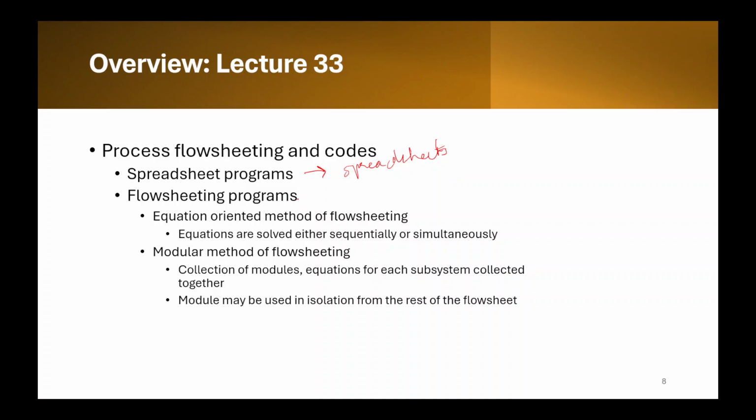And the flow sheeting programs can be either the equation oriented method of flow sheeting or the modular method of flow sheeting. In the equation oriented method, the equations are solved either sequentially or simultaneously. In the modular method of flow sheeting, it is a collection of modules and the equations for each subsystem are collected together. The modules in this method can be used in isolation from the rest of the flow sheet.